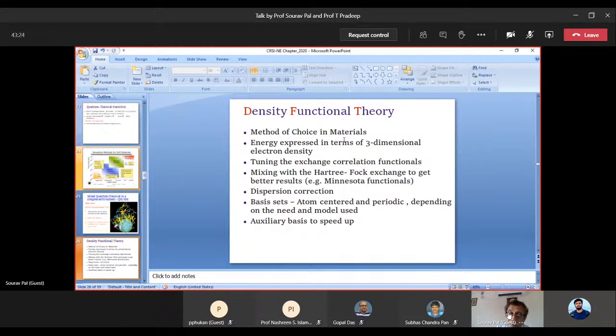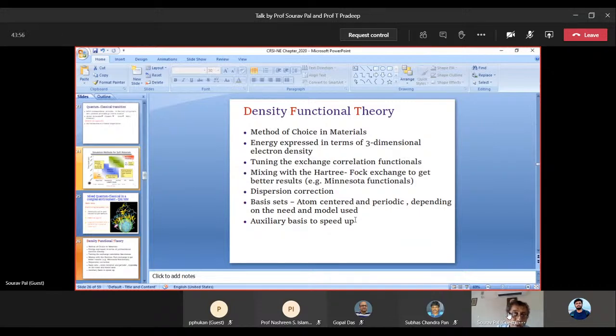I'm going to give some examples of materials. Energy is then expressed in terms of three-dimensional electron density. So that is the easy part. It doesn't matter how large the system is. My basic variable is just the three-dimensional electron density. The major problem in DFT is tuning the exchange correlation functionals. Sometimes you mix this functional with the Hartree-Fock exchange to get better results, and they are called the Minnesota functionals.